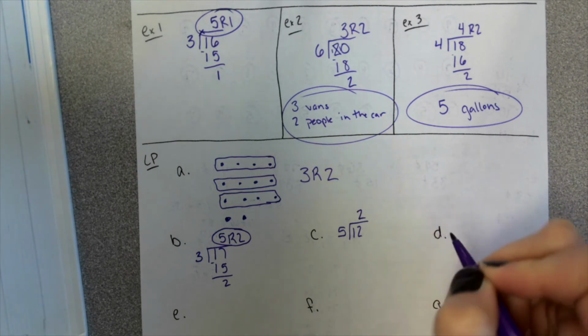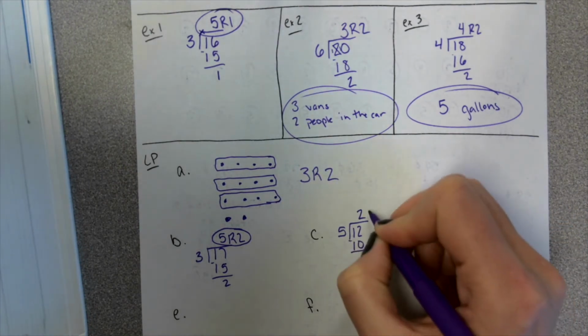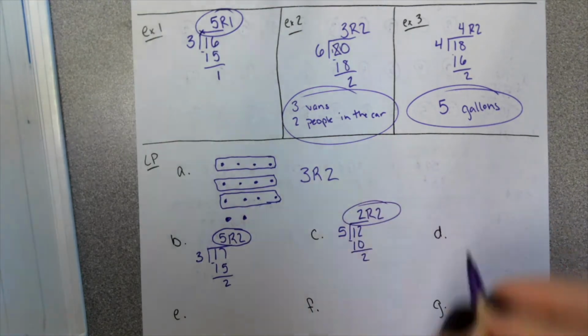5 goes into 12 2 times, right? Because 5 times 2 is 10. Then I can subtract and get 2. 2 remainder 2.